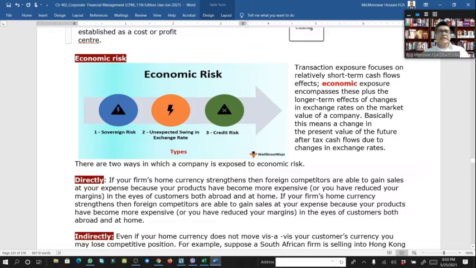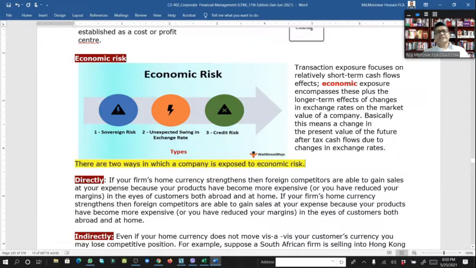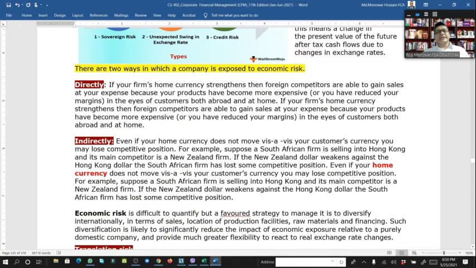There are two ways in which companies export their economic risks: one is directly, another indirectly. What is direct? If our home currency is the Bangladeshi taka, or for a Singapore company the Singapore dollar, and it strengthens, foreign competitors are able to gain sales or buy expense because our products have become more expensive in the eyes of the customer, both abroad and at home.